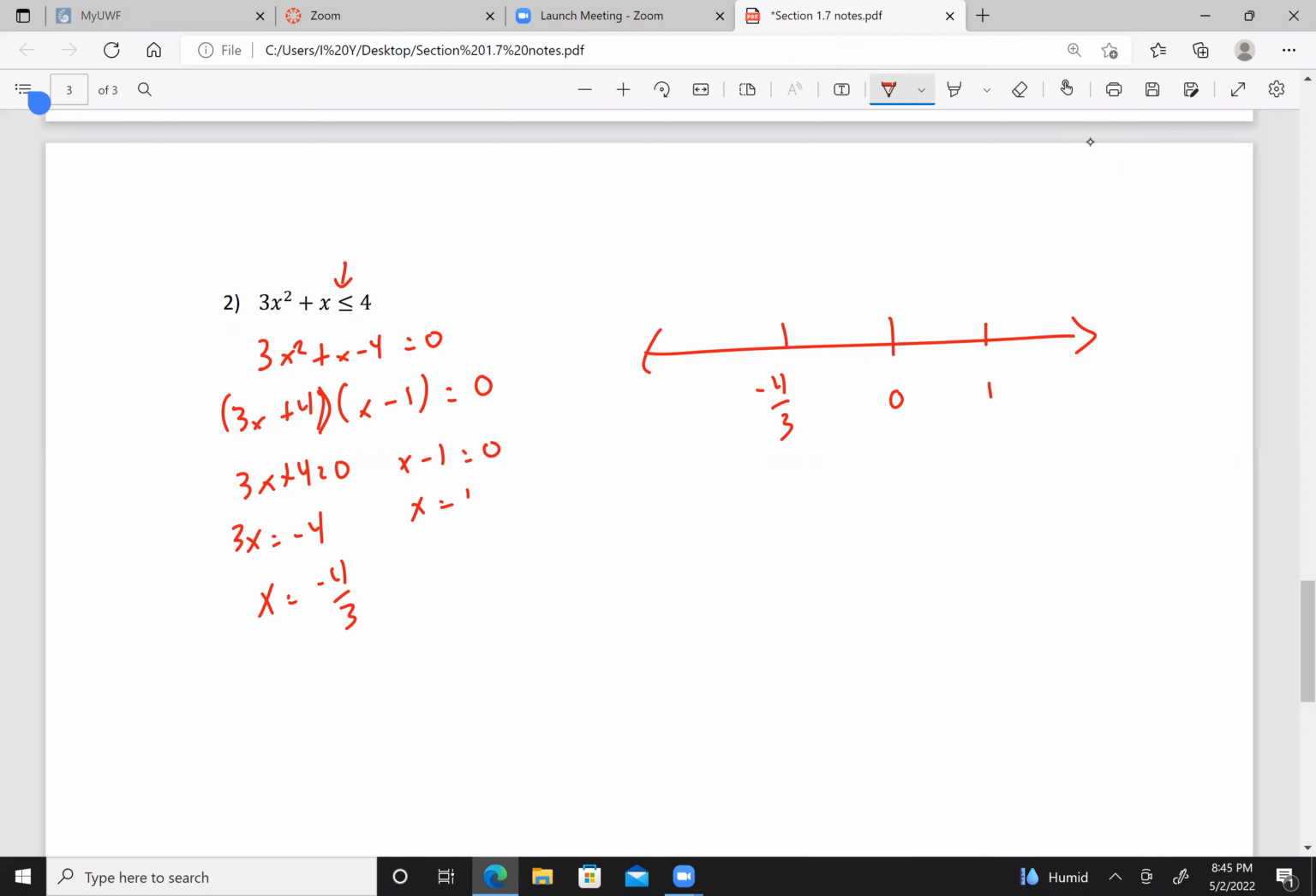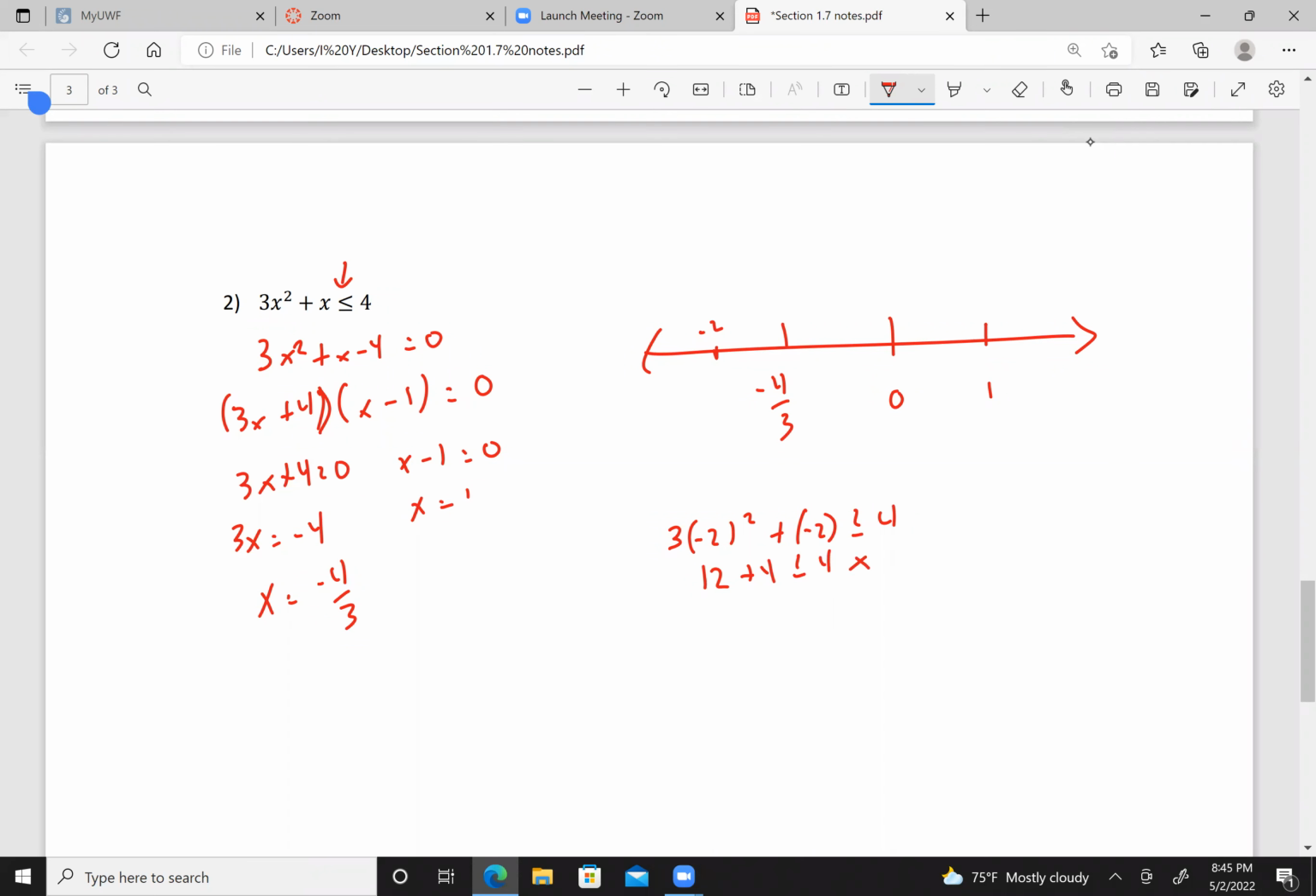So let's check over here somewhere. -2 would work. 3 times -2 squared plus -2. Is that less than or equal to 4? Well, -2 squared is 4, this is 12 plus -2. That is not the case.